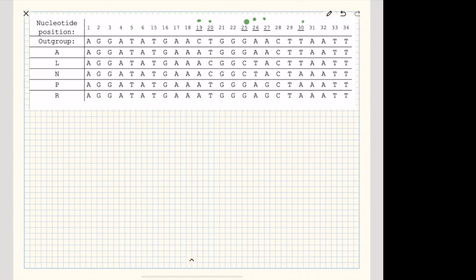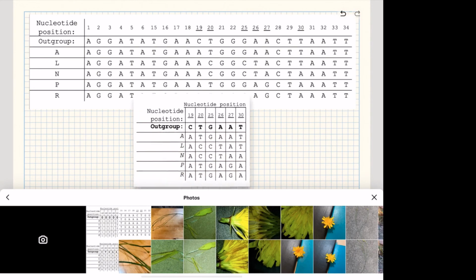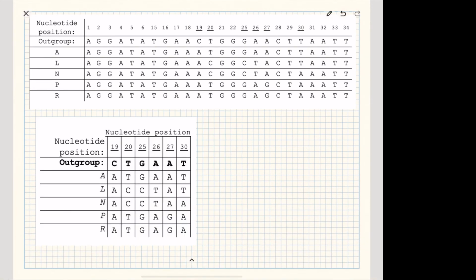Let's just extract those nucleotide positions that are informative to us. Let's get rid of all of the uninformative ones. And now we're left with just those 6 informative nucleotide positions. These are our characters. The characters are the nucleotide positions. The character states are the nucleotides themselves that are present at each nucleotide position.